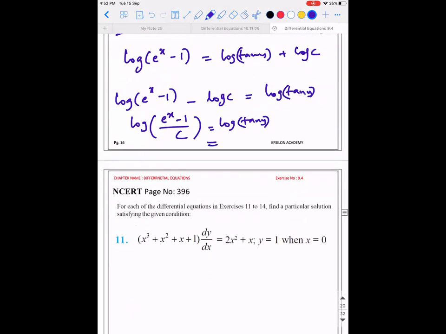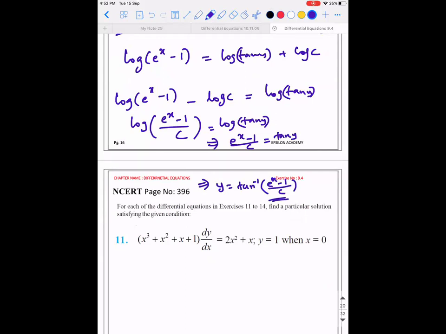Okay. Then what can we conclude from this? e power x minus 1 divided by c is equal to tan y. e power x minus 1 is c tan y. So one minute. We need y, right? I'm not sure how the answer is given. We can say y is equal to tan inverse of e power x minus 1 divided by c. Or you can write some k times e power x minus 1, where that k is 1 by c. Can you please check the answer and tell me how it is given?